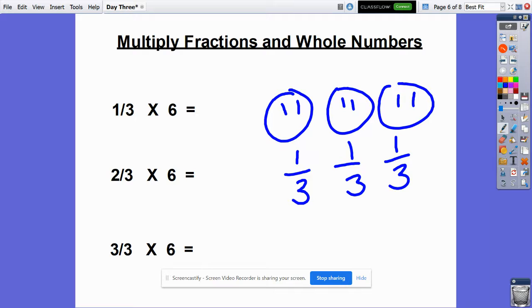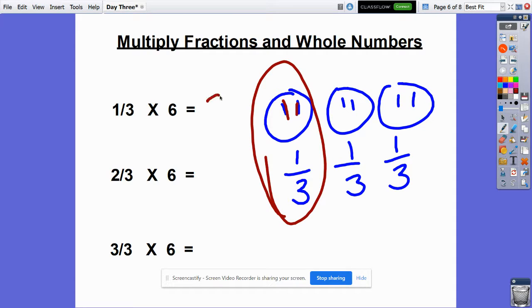My problem is asking that I find 1/3 of 6, so I'm going to circle one of those thirds. And let's count to see. 1, 2. 1/3 of 6 is 2. Let's use our estimation to see if that makes sense. 1/3 is less than a whole, so my answer should be less than 6. It does make sense. We're going to take this a step further and find 2/3 of 6.